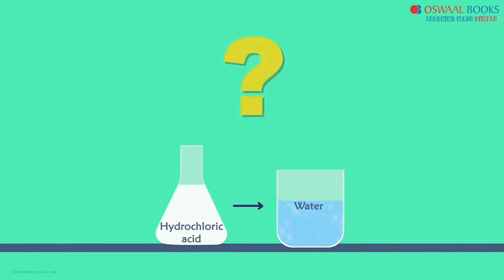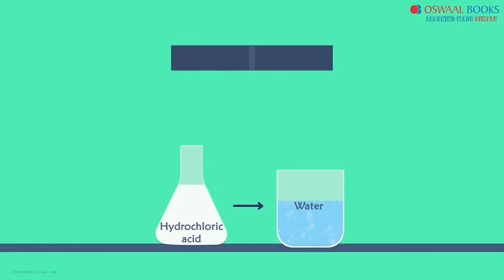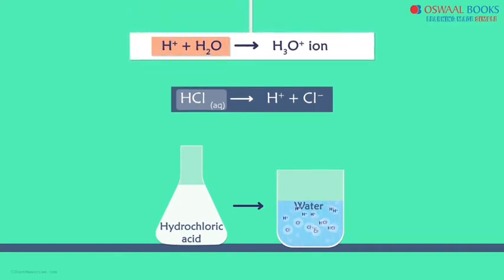First, the hydrochloric acid will dissociate into H+ and Cl- ions. And this happens only in an aqueous solution. And this hydrogen ion reacts with water to give us the hydronium ion. That's because hydrogen ions cannot exist alone. They only exist after combining with the water molecule. So we need to understand this well.